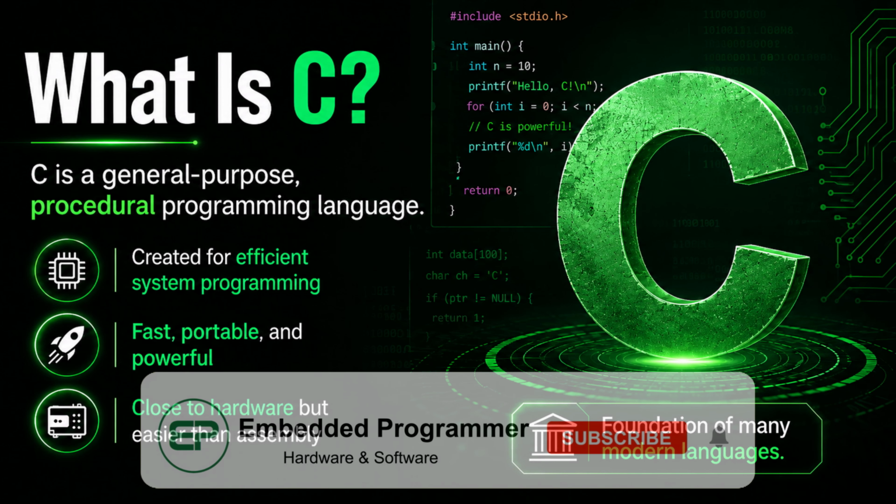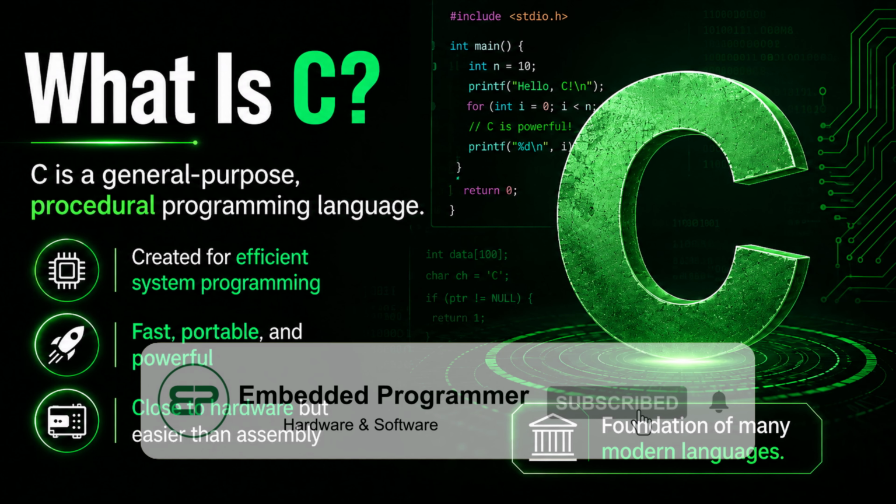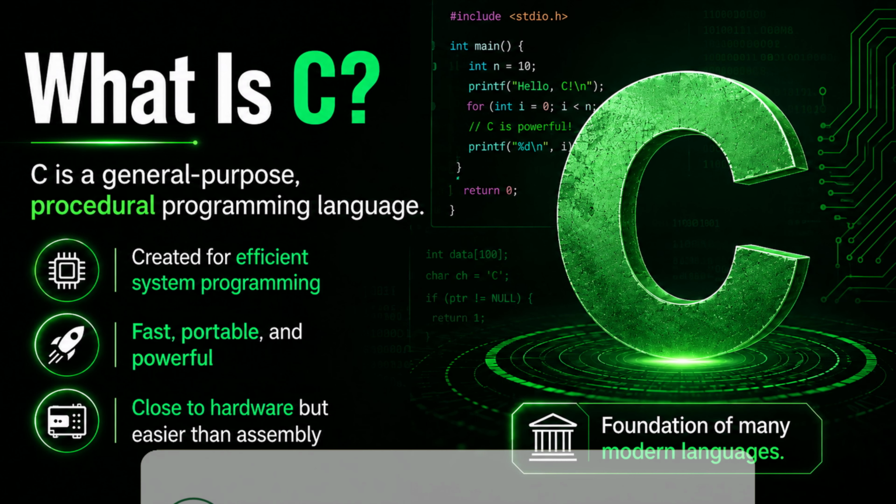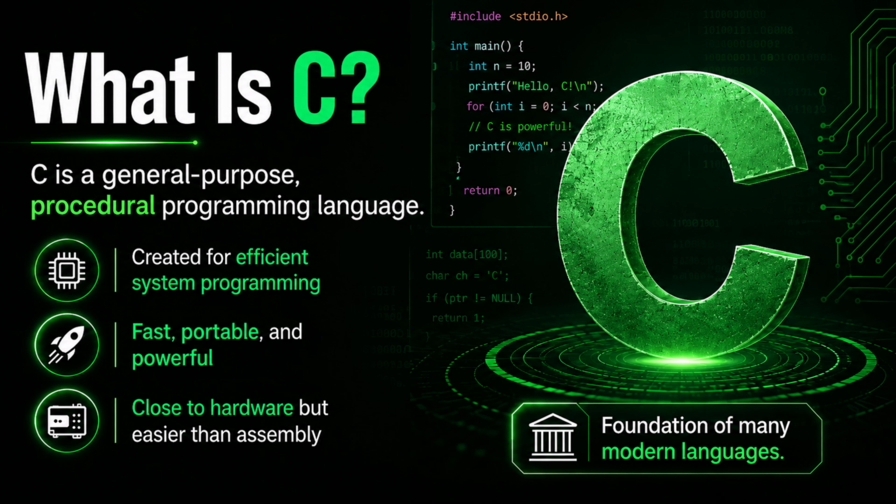C is one of the most important programming languages in computer history. It is a general-purpose programming language, which means it can be used to build many types of software. But C is special because it works very close to the hardware while still being easier to write than assembly language. Before C, many programs were written in low-level code that was difficult to read, difficult to maintain, and hard to move from one machine to another. C changed that. It gave programmers speed, control, and structure at the same time.